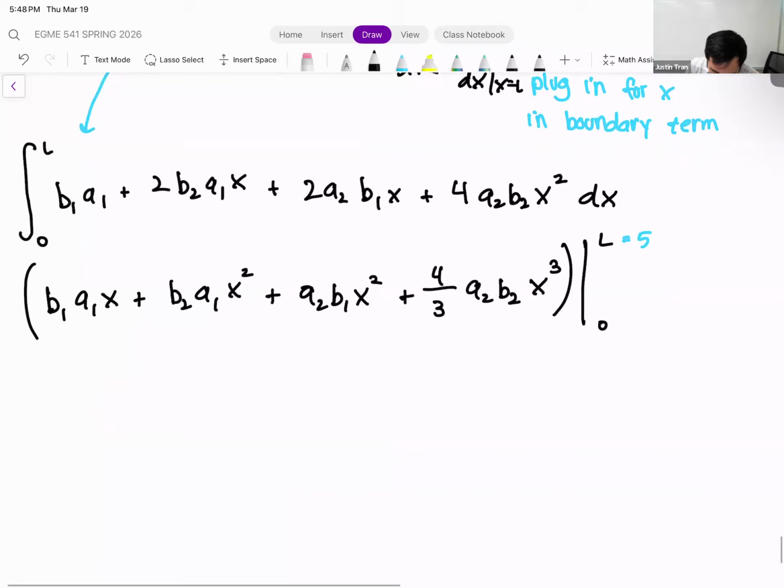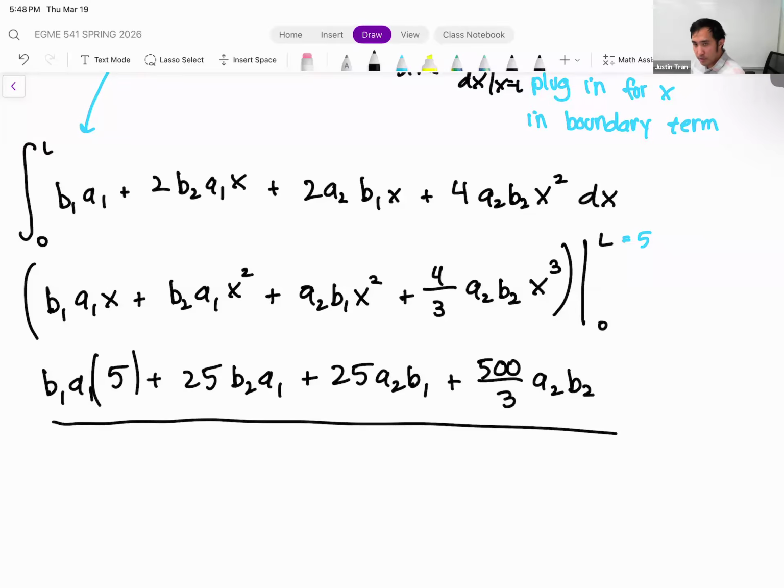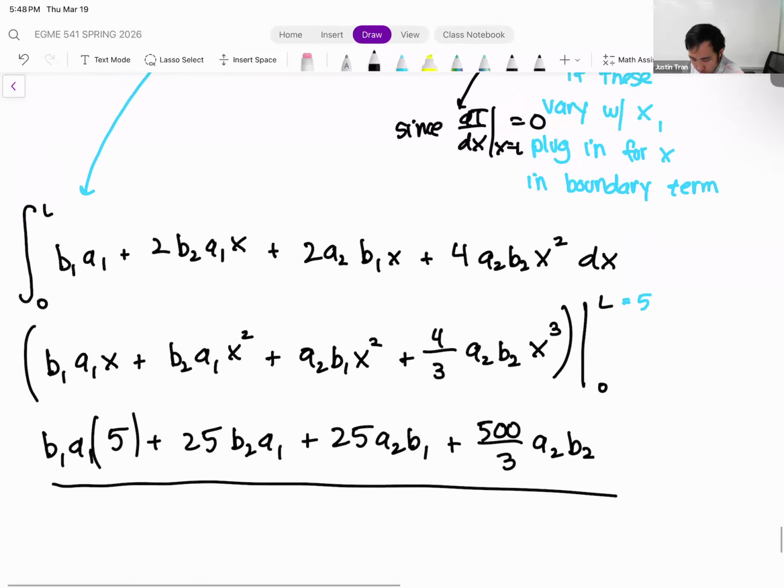All right, so the second part of the lower bound here is 0, and so that's just going to cancel out. And so what we get is b1 a1 times 5 plus 25 b2 a1 plus 25 a2 b1 plus, x cubed, so 5 cubed is 125. 4 times 125 is 500. So that's 500 over 3 a2 b2. Okay, so that's our first integral there. So we're just going to leave this alone for now. We are going to come back to it. Okay, so there's nothing more that we can continue on here.